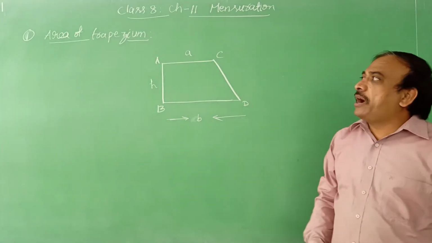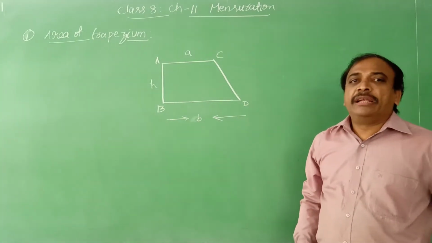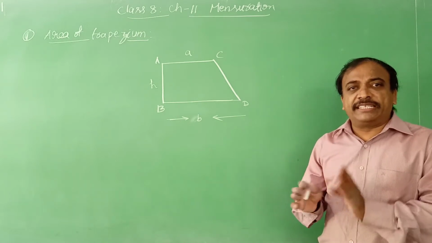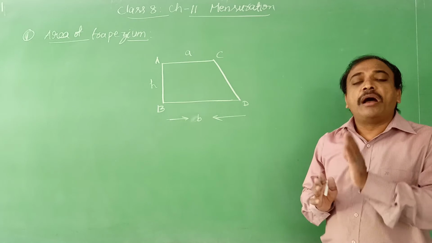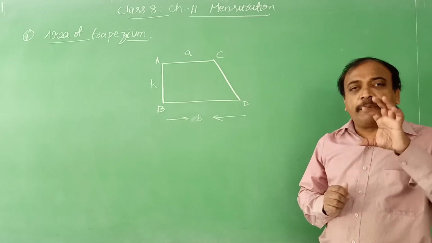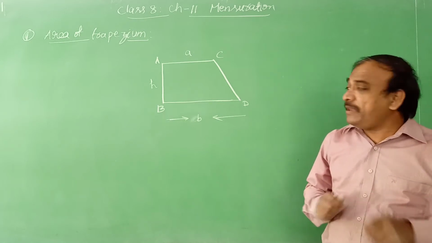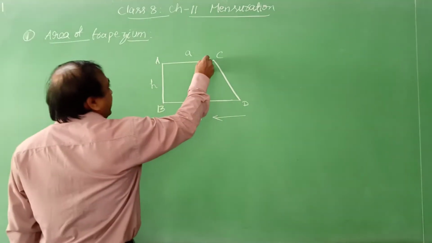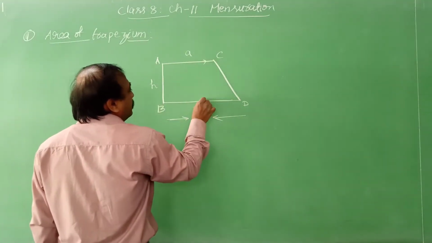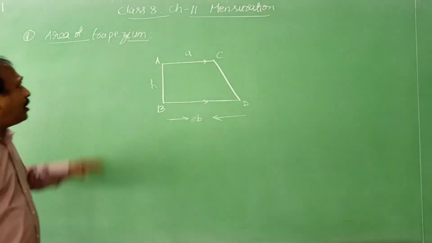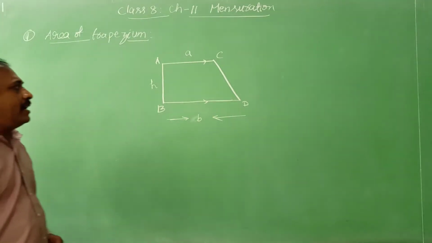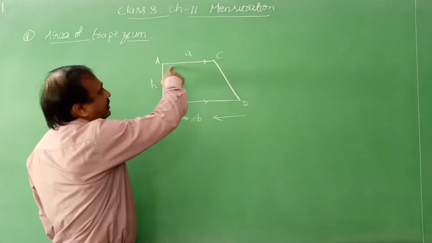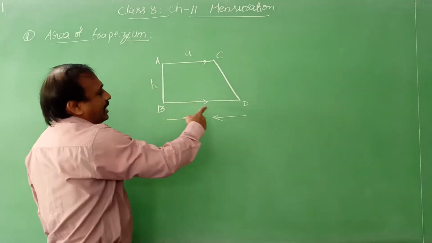In that chapter, area of trapezium. A trapezium is a quadrilateral which has a pair of opposite sides that are parallel. So this ABCD is a trapezium in which AC is parallel to BD. So how to calculate the area? We are denoting the height as H, this is side A, and this is B.